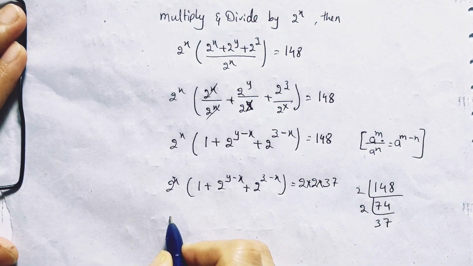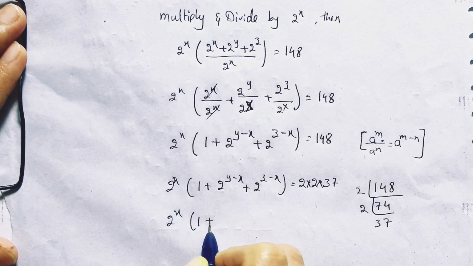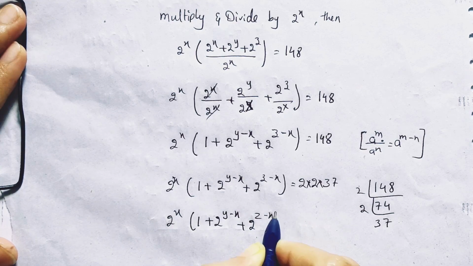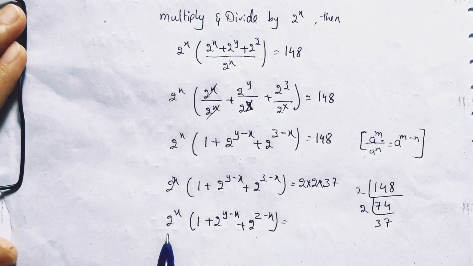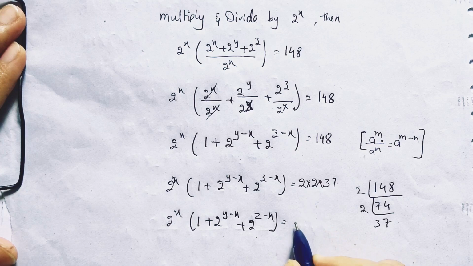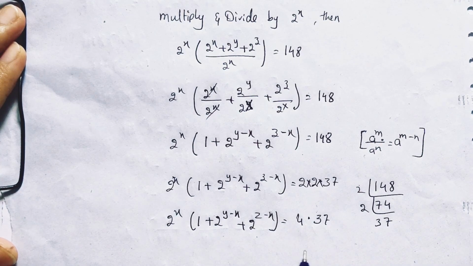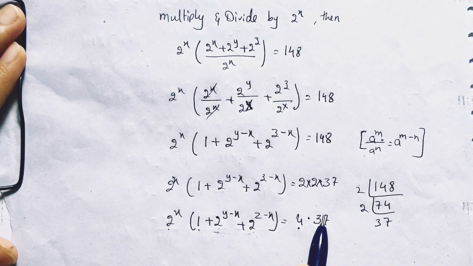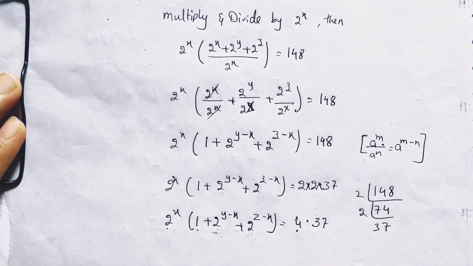So 2^x(1 + 2^(y-x) + 2^(z-x)) equals 4 multiplied by 37. See here, two factors are there: this is one term and this is the second term, so I am taking the two factors of 4, 2 twos are 4, and 37. One more thing: here 2^x is an even number. In the same way, 4 is an even number. Here there are 3 terms, which is an odd count, so this is also odd. In this way we are going to separate it.